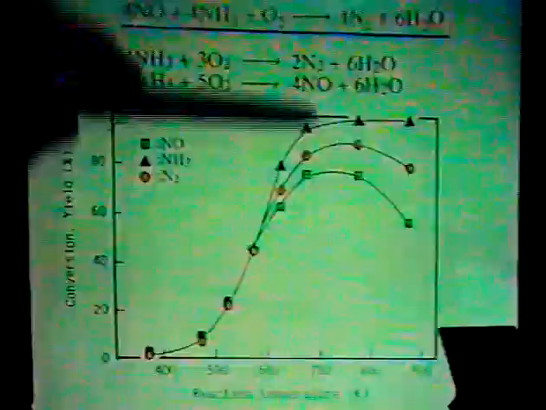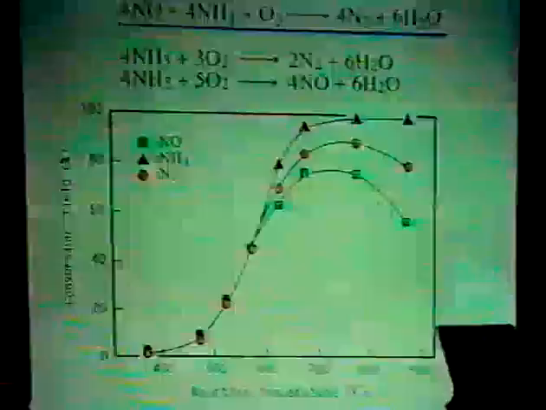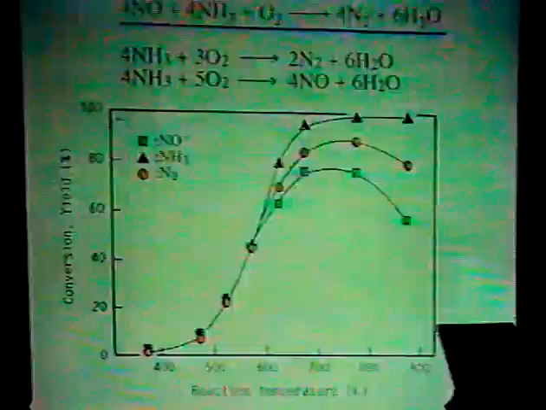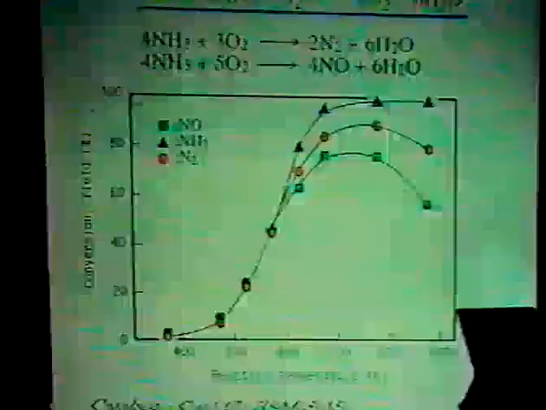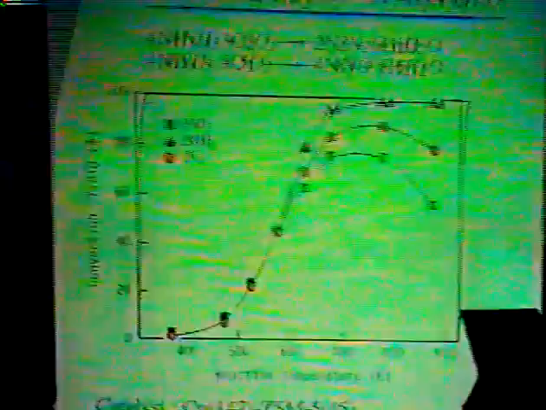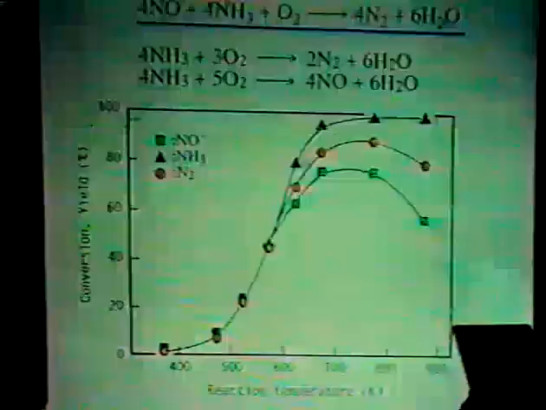This is the same reaction stoichiometry that has been reported for the catalytic reaction of nitric oxide on vanadia titania, proton type mordenite, and Cu zeolite. As shown in this figure, NO conversion, ammonia conversion, and N2 yield were different from each other at higher temperatures. The ammonia conversion was the highest, reaching almost 100% at about 700 K, while the NO conversion was the lowest.